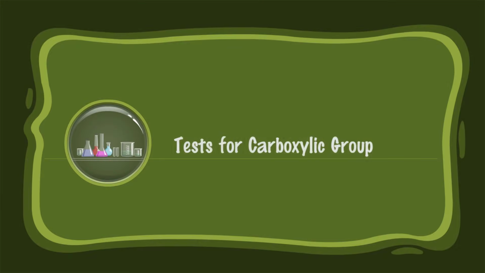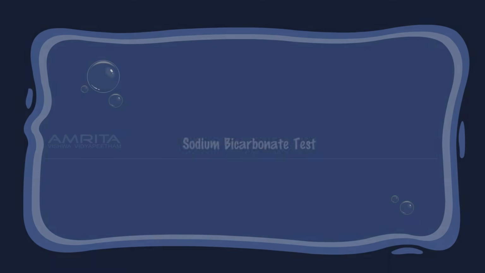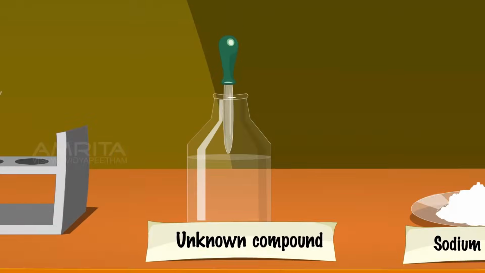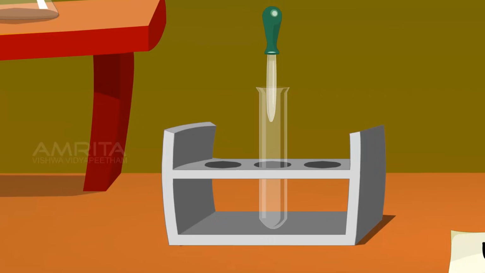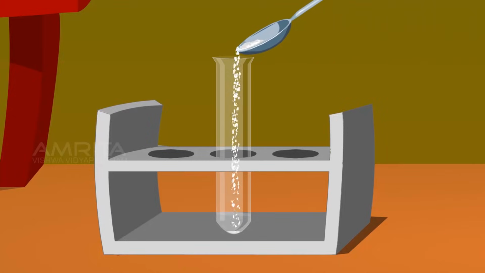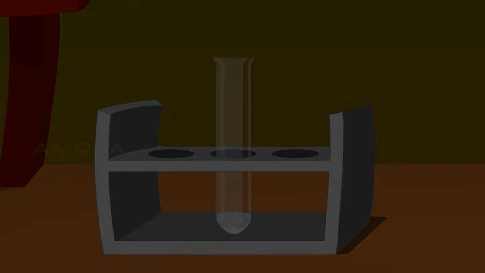Tests for carboxylic group. Sodium bicarbonate test. Procedure. Take a dropper. Take few drops of unknown solution. Add it into the test tube. Take a small quantity of sodium bicarbonate using a spatula. Add it into the test tube. Carboxylic acid reacts with sodium bicarbonate to produce brisk effervescence due to the formation of carbon dioxide gas.